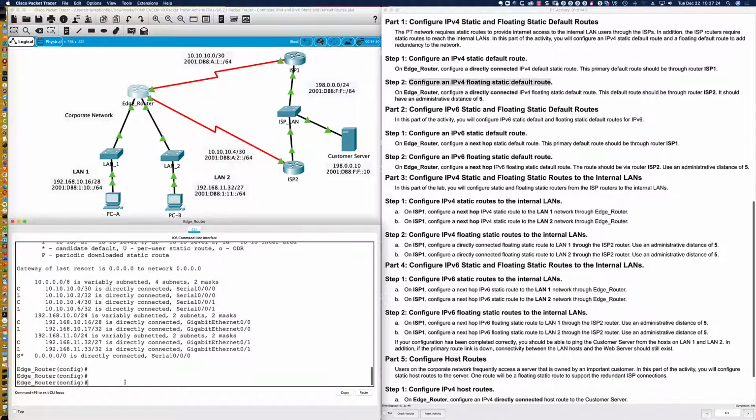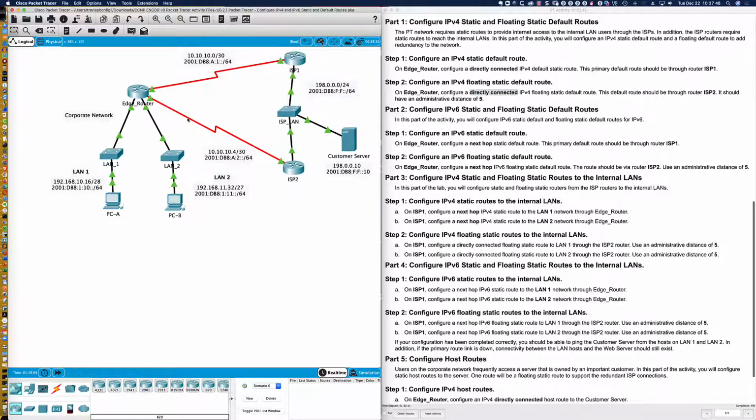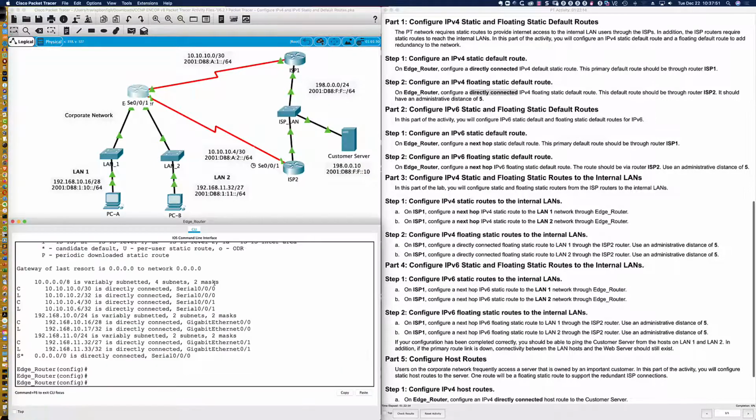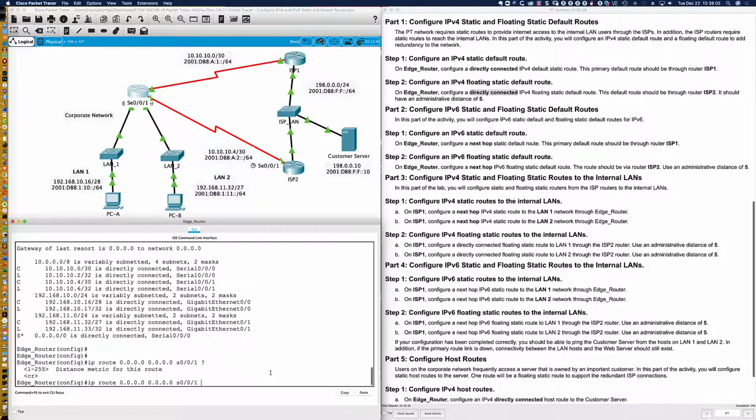So on the edge router, we're now going to configure a directly connected IPv4 floating static default route. This default route should be through router ISP2. It should have an administrative distance of 5. And again, directly connected, meaning this point-to-point interface here. And so if I hover over, serial 0/0/1. All right. So ip route quad zeros, right? So there is our static route. We're going to go out serial 0/0/1 and let's do a question mark here.